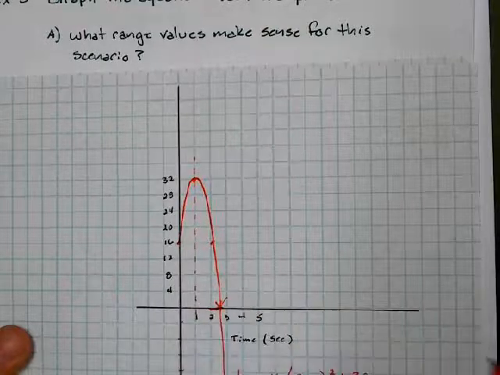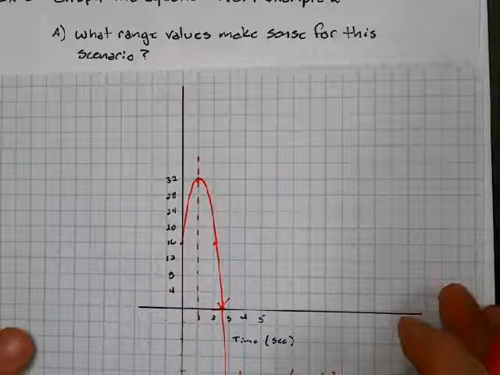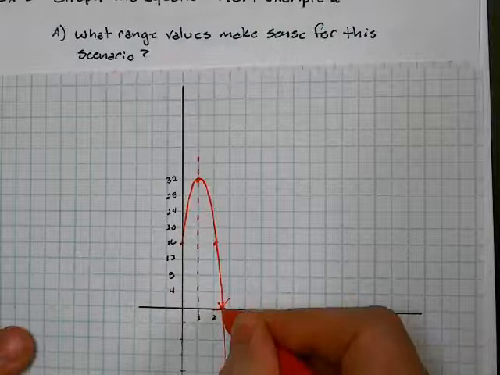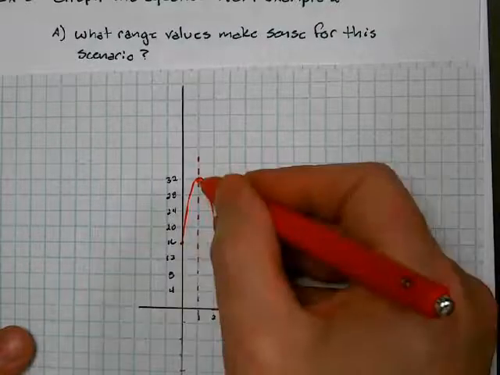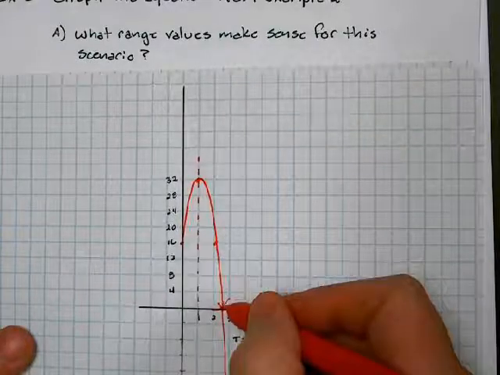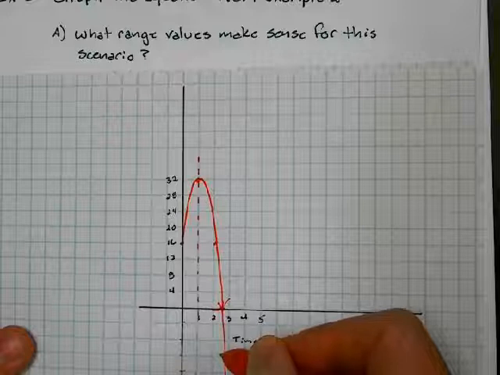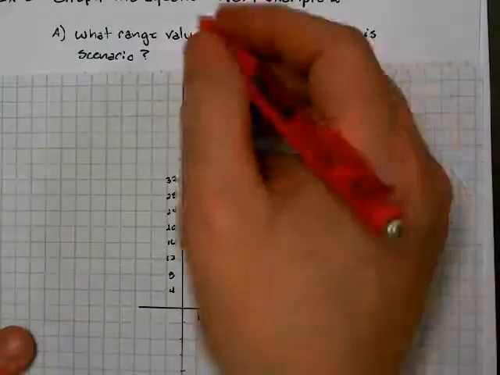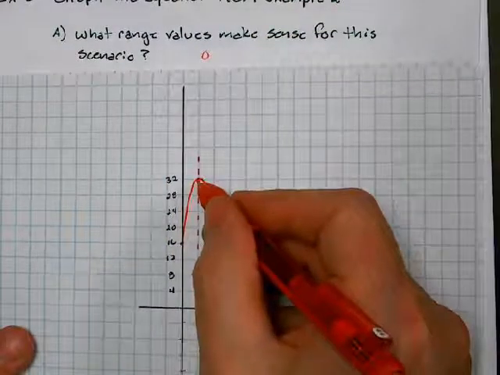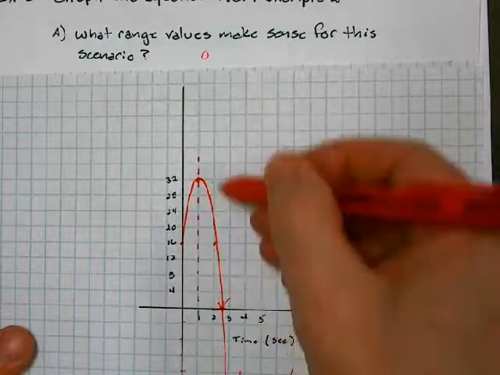So the range values that would make the most sense for this scenario, the plane could be at 0 feet, or it could be up to 32 feet. The plane's never going to be above 32 feet, and the plane's not going to go through the Earth's crust after it hits the ground. So the range values that make sense, the lowest range would be 0. The highest range is 32. So my heights that make sense are between here and here. So from 0 to 32, and here's how we write that.